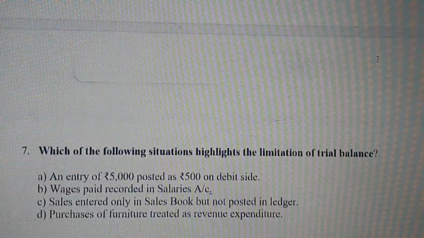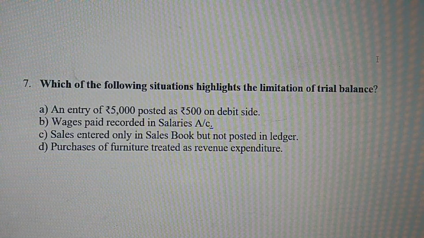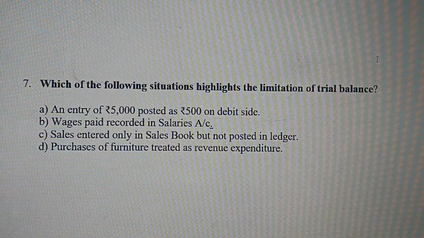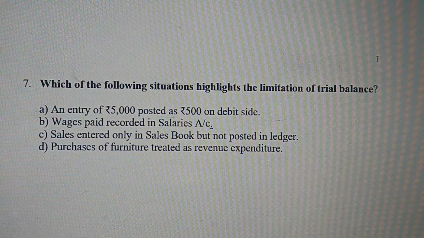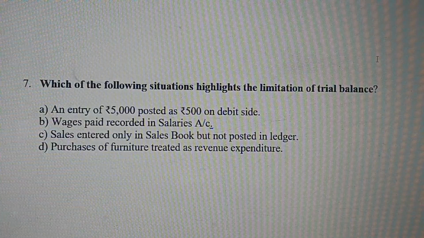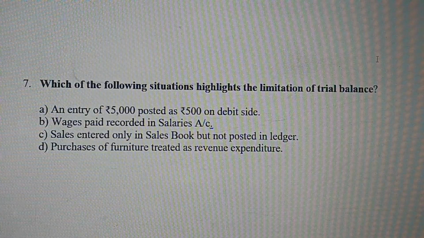The next question. Which of the following situations highlights the limitation of trial balance? An entry of 5000 posted as 500 on debit side, wages paid recorded in sales account, sales entered only in sales book but not posted in ledger, purchase of furniture treated as revenue expenditure.